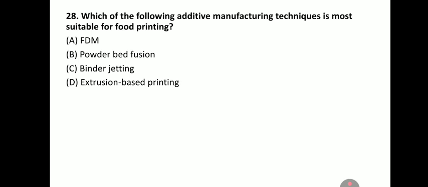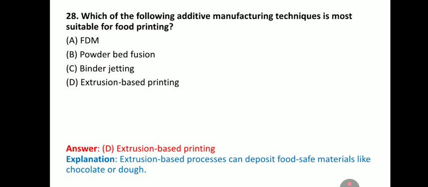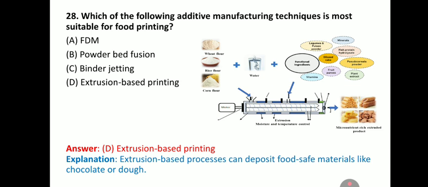Next question, which of the following additive manufacturing techniques is most suitable for food printing? The answer is extrusion based printing. So extrusion based process can deposit food safe material like chocolate or dough. So here you can see the extrusion process, and this process can be used to deposit various food items.